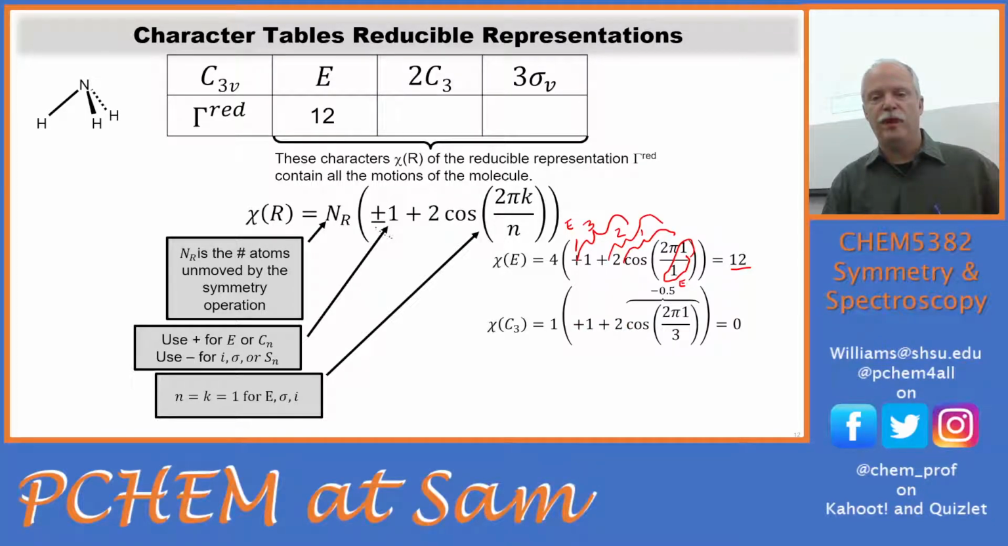Okay, then we do a C3. This one's kind of interesting. So we have a plus here because it's a C. We have a C3 because it's a C3, right? That 3 goes there. Now I had to look this up. I had to calculate what is the cosine of 2/3 pi. It's negative 0.5. So negative 0.5 when we multiply by 2 is a minus 1. Minus 1 plus 1, we get 0. And so the character, or reducible representation character under C3 is 0.